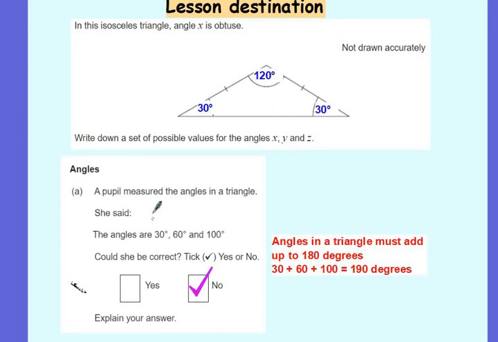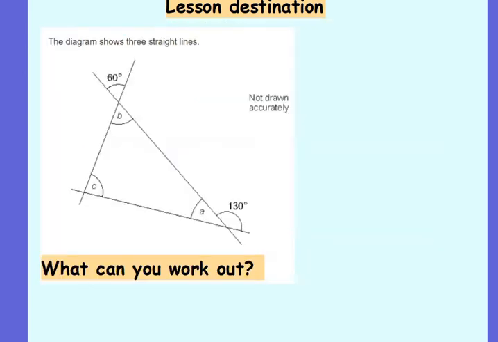And here's some of the answers I came up with. I came up with 120, 30 and 30. As long as those bottom two angles are the same and this top angle is greater than 90 degrees, your answer's correct. And for the bottom one, I said no because angles in a triangle must add up to 180 degrees.